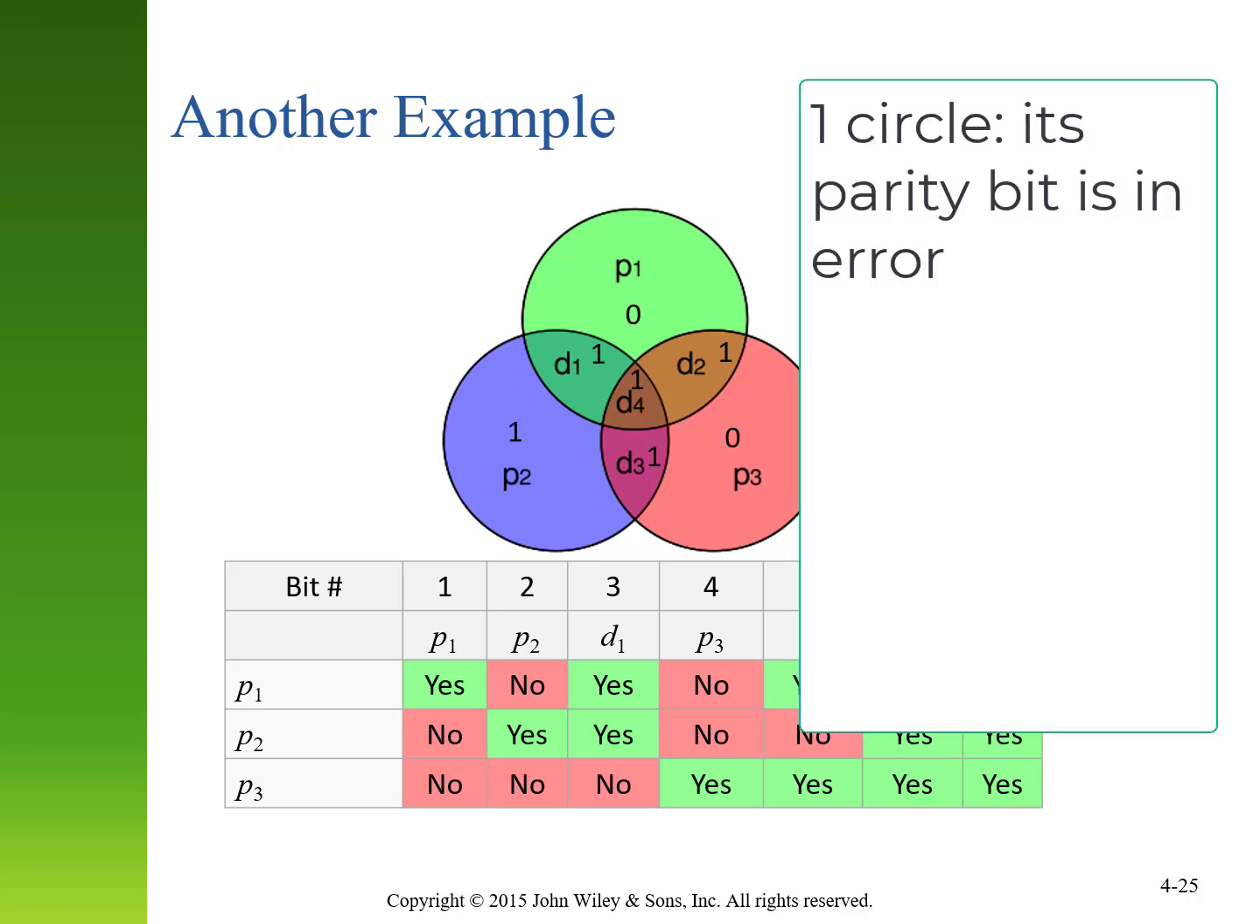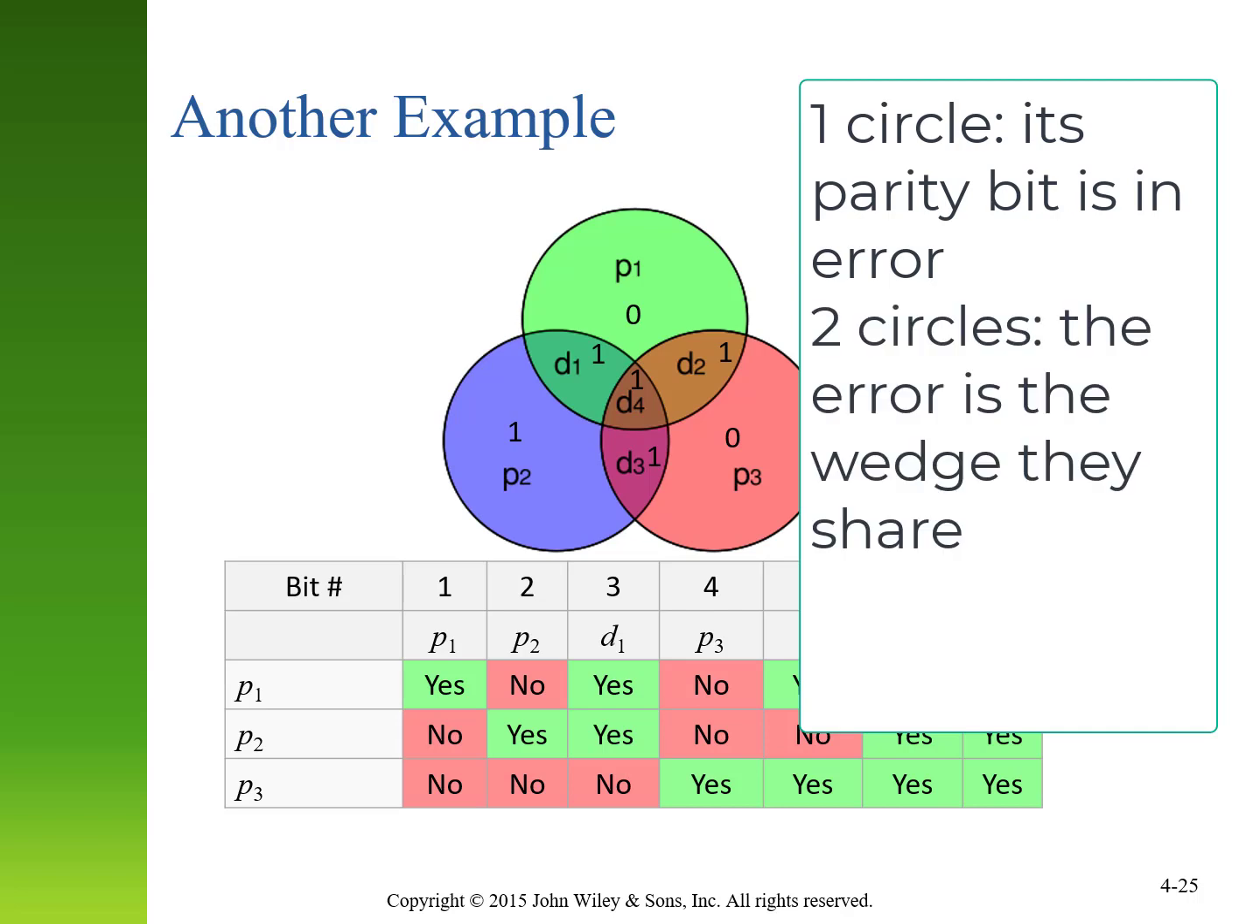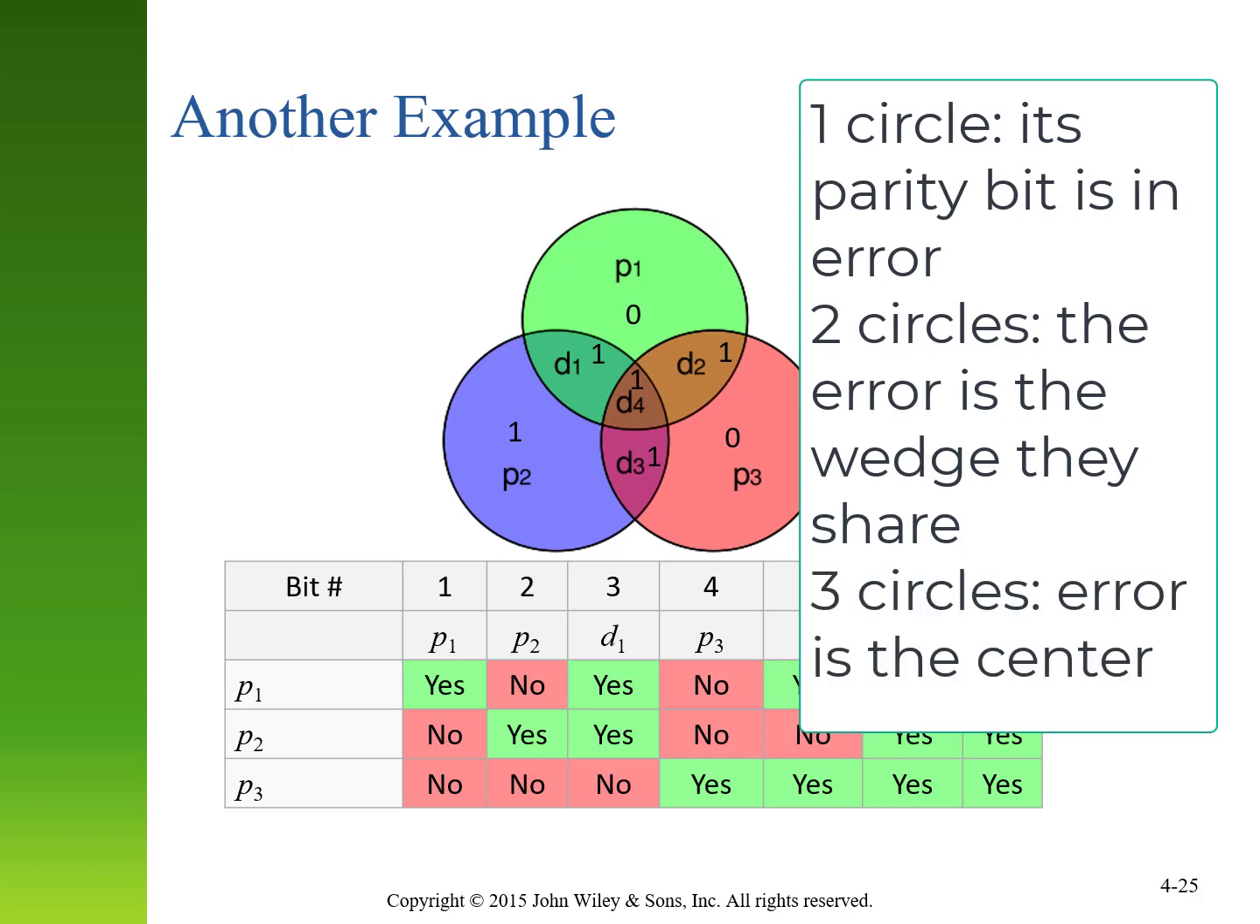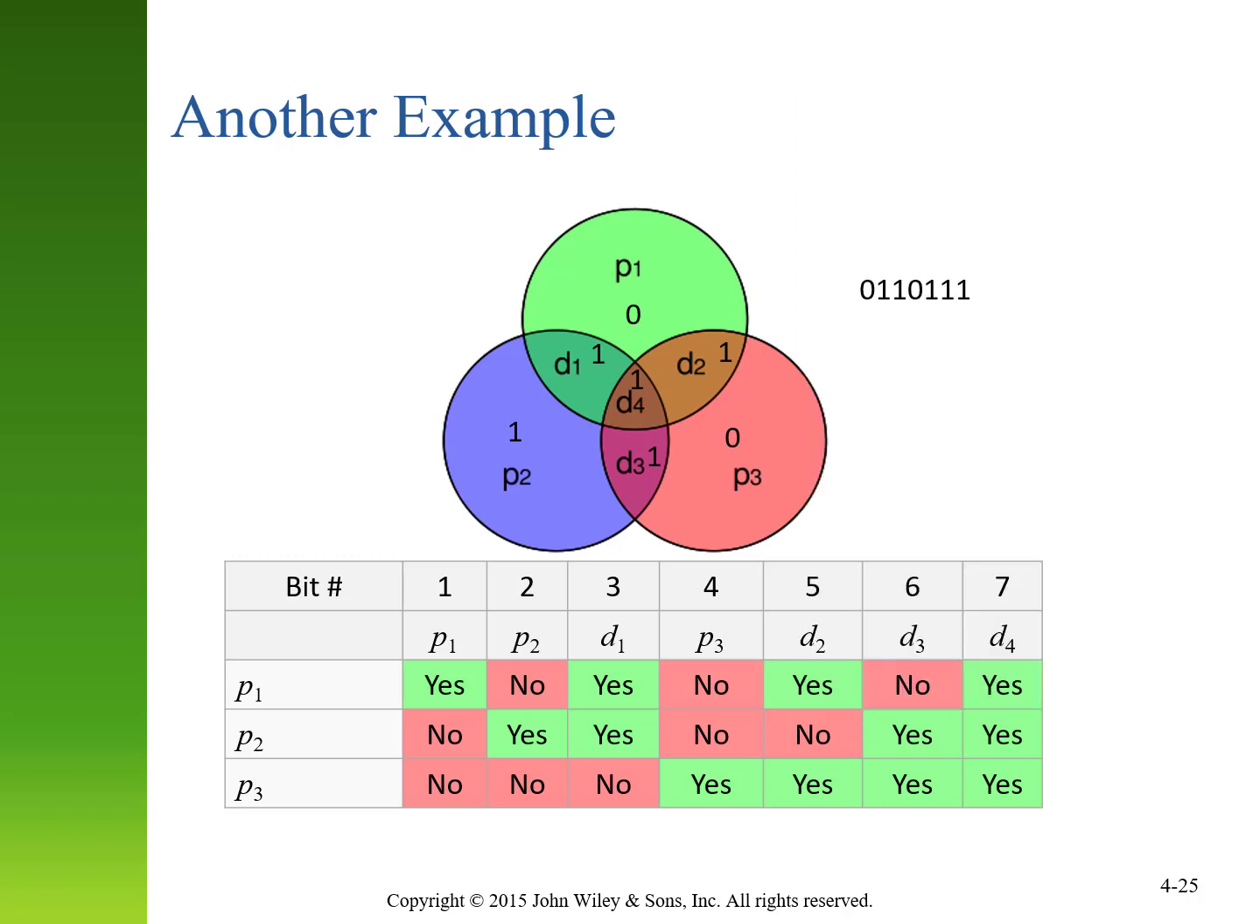If only one circle has an error, or one circle has an odd number of ones, the error is actually the parity bit. The parity bit was supposed to be a 0, but it was sent as a 1, or was supposed to be a 1, but it was sent as a 0. If there are two circles where there's an error, the error is the common space between those two circles, which doesn't intersect with the third circle. It's going to be D1 or D2 or D3. If all three circles have an error, then the error is in the center where all three circles have commonality, in this case D4. So by looking at these circles and looking for an odd number of ones, you can quickly determine whether an error has occurred and where that error has occurred and how to fix it.